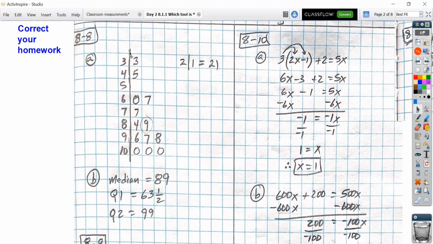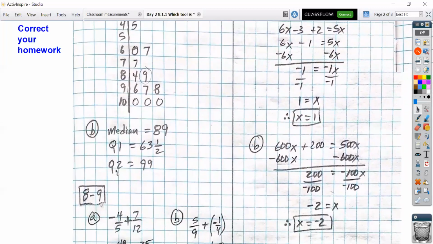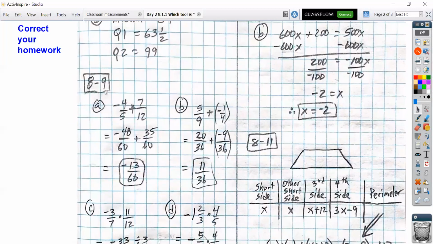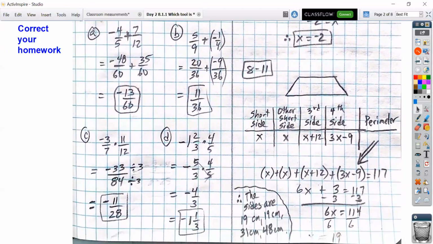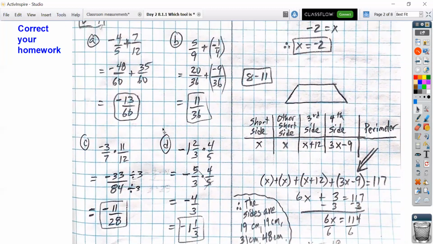And then my quartiles were the middle of the upper half and the lower half, which happen at these two numbers. This should say Q3, by the way, not Q2, my fault. 8.9, here are the answers for A, B, C, and D. You should do this without a calculator.